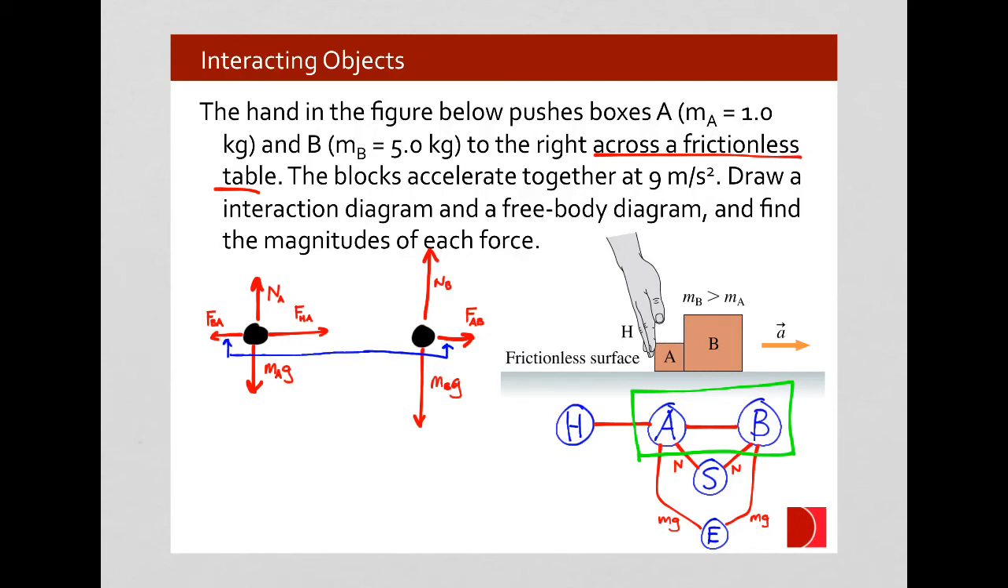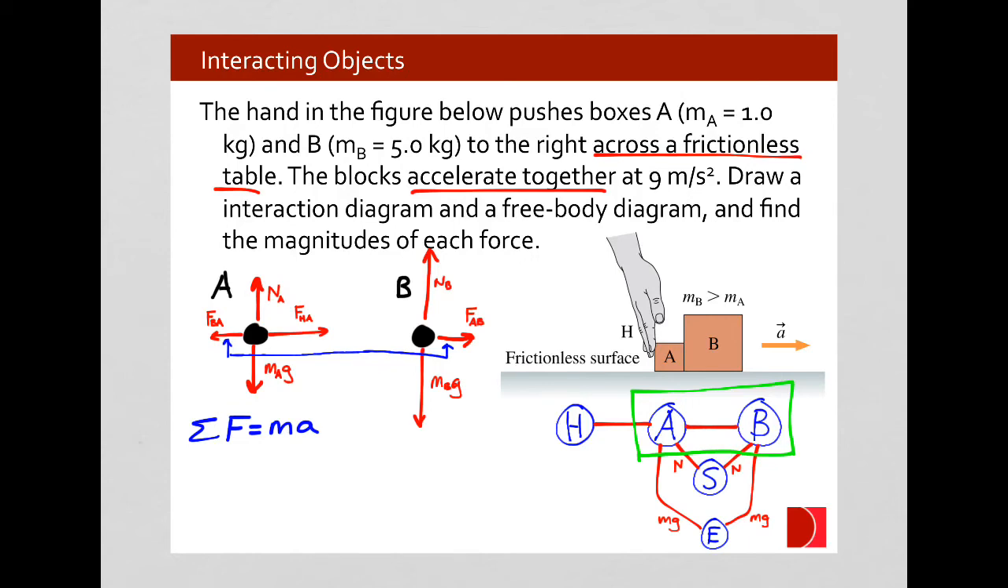In that case, we'll have Newton's second law. Sum of the forces is mass times acceleration. We'll have that for block A and another one for block B. And we'll remember, if they're accelerating together, as we're told, then we know that the acceleration of A will equal the acceleration of B in our Newton's second law equations.